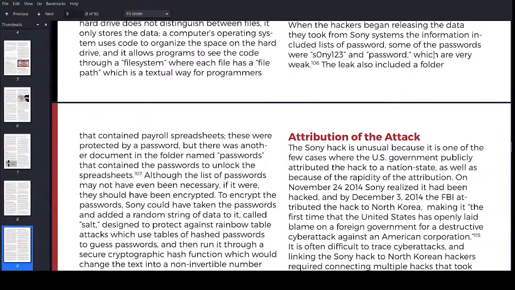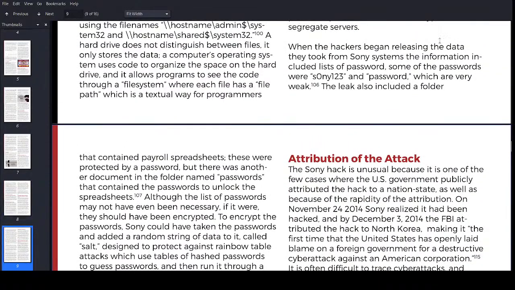Alright, so when the hackers began releasing the data they took from Sony's systems, the information included a list of passwords. Some of the passwords are only Sony123 and password. Can you believe it? That's how ridiculous, you see? So the brute forcing worked. You should never have password as your password. Sony with the 0123, that's funny, which are very weak.